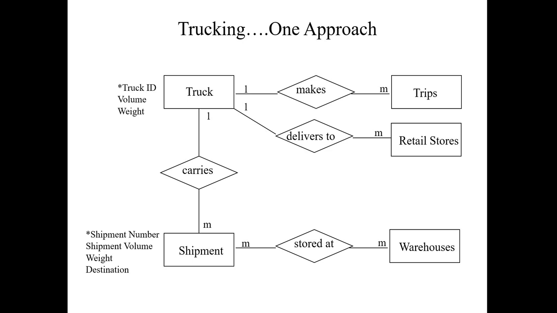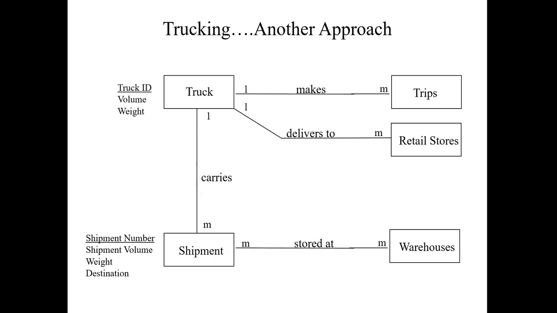Trucking, one approach, truck ID. You may see that one truck makes many trips. One truck delivers to many retail stores. It can carry many shipments, many stored at warehouse. Trucking, another approach: truck one makes many trips. One delivers to a retail store. One carries many shipments, stored at warehouse.